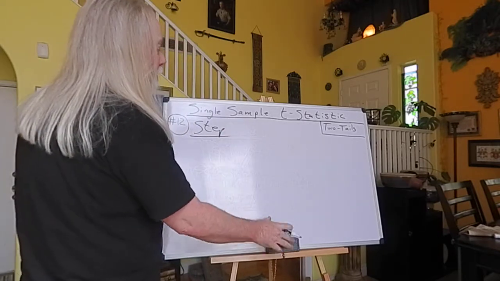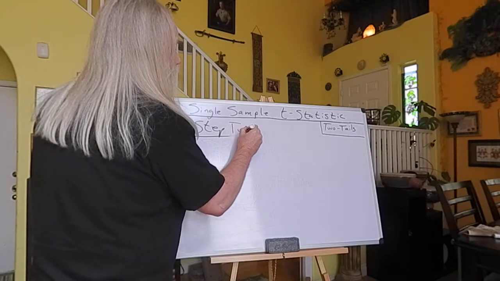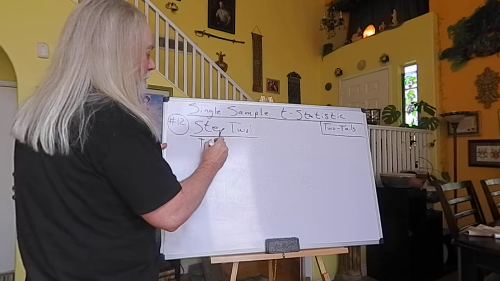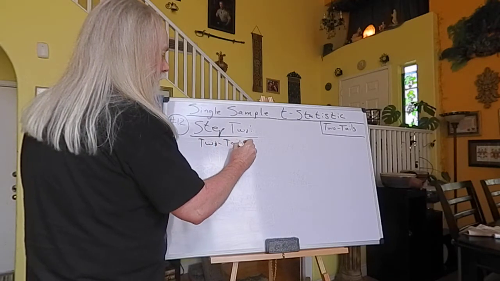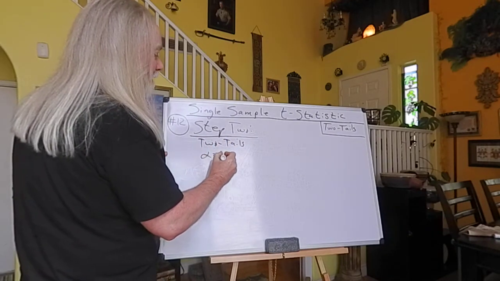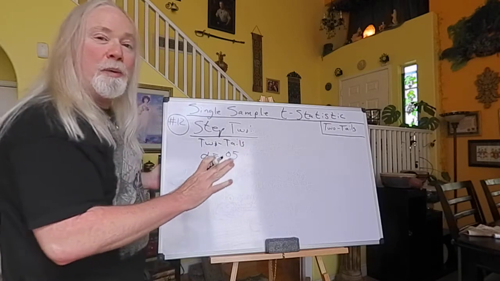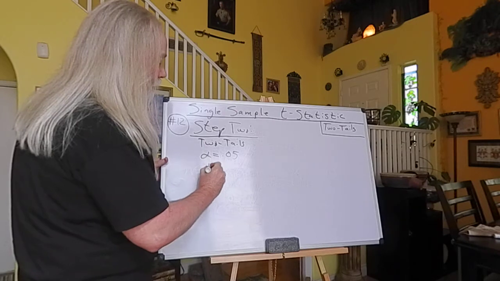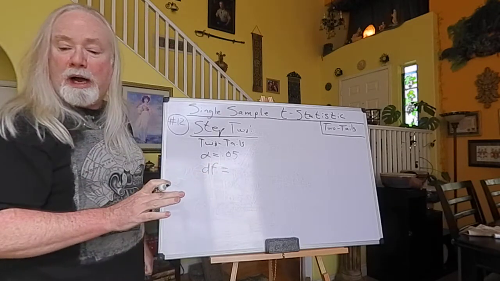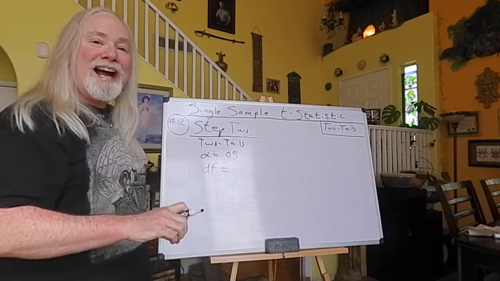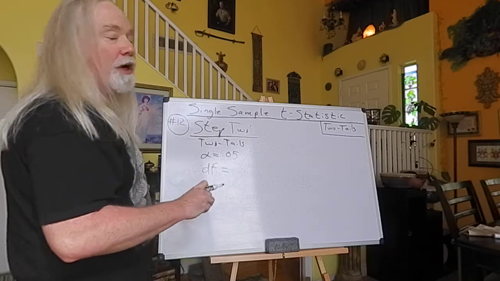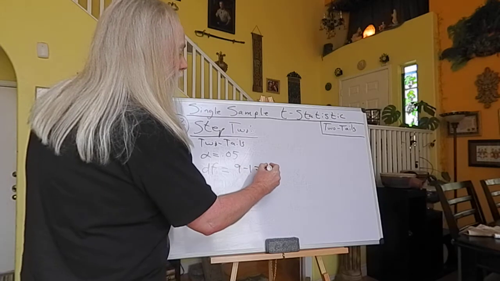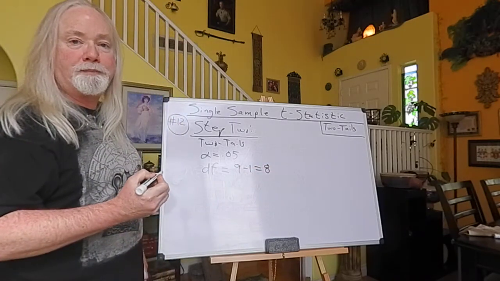Step 2, we need to determine our critical regions. Well, we know it's a two-tailed test. The problem told us to use an alpha level of 0.05, but now we have an extra thing we've got to know before we can use the table. We've got to know what our degrees of freedom is. Well, the problem told us that there were 9 people in the sample, so 9 minus 1 gives us 8 degrees of freedom.